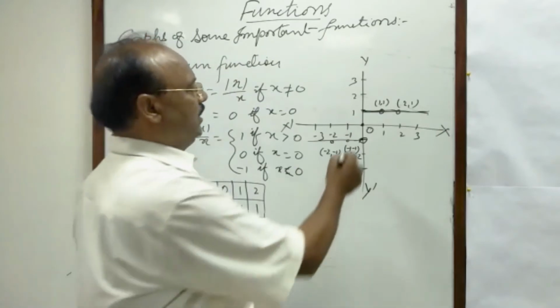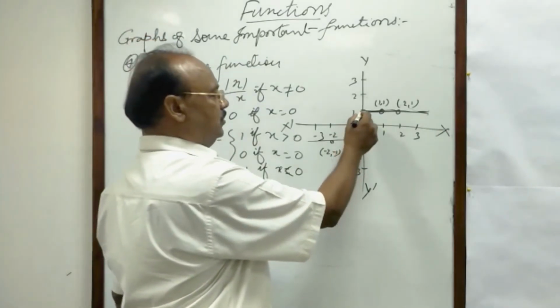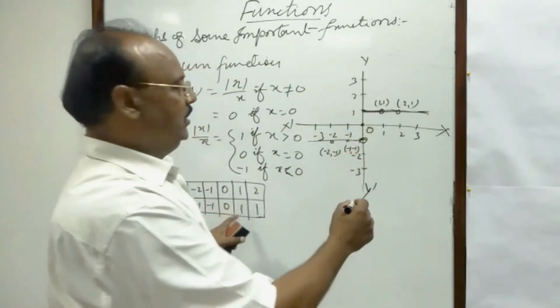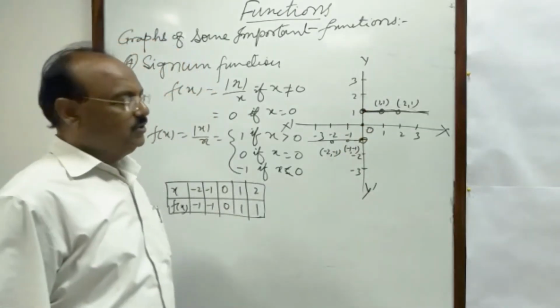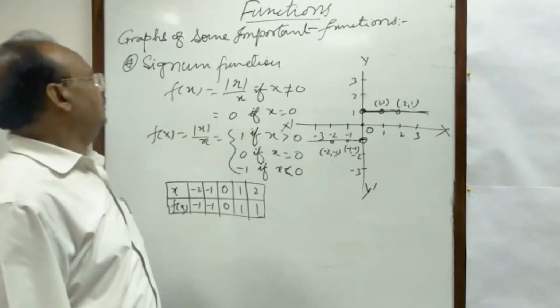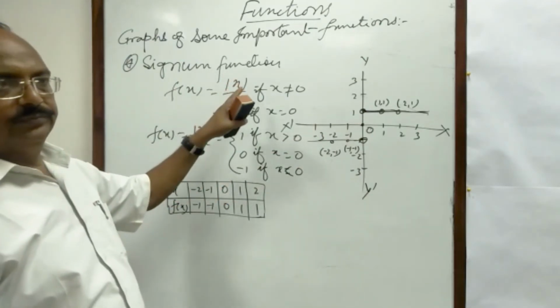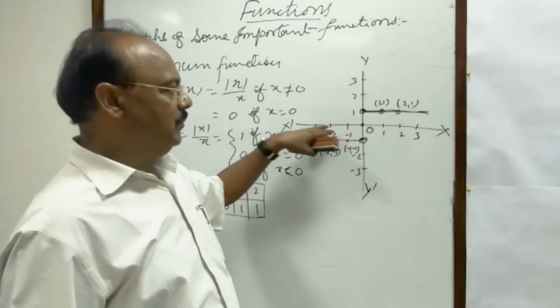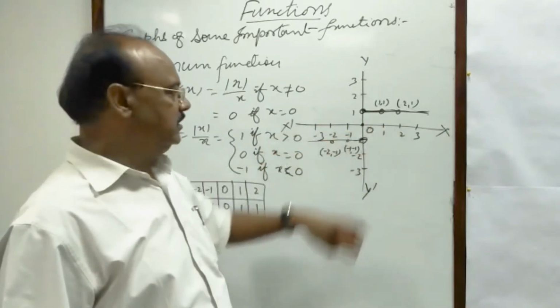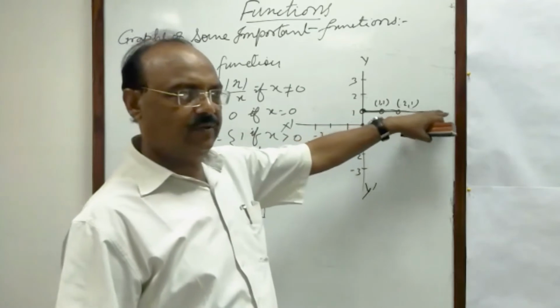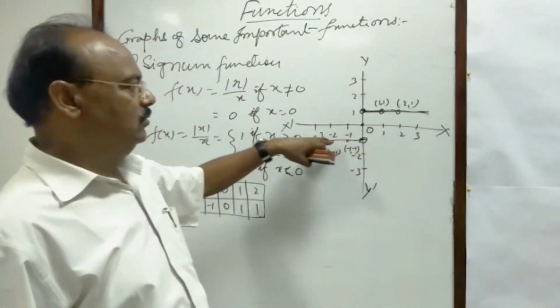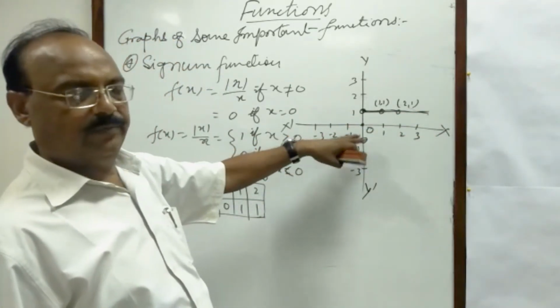And here the point (0, 1) is not a point in this table, so this point will be excluded. So students, this is the graph for the signum function. Both the lines are parallel to the x-axis. One line will pass through y is equal to 1, and another line will pass through y is equal to minus 1.